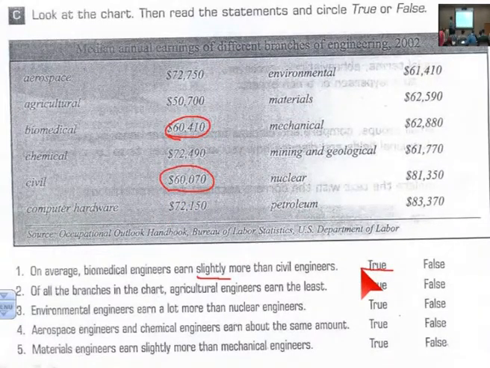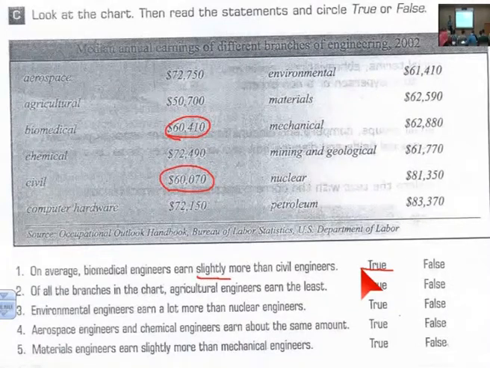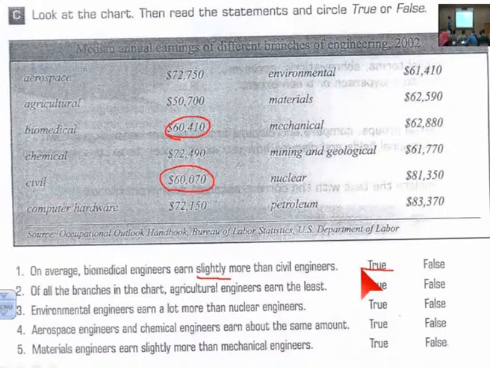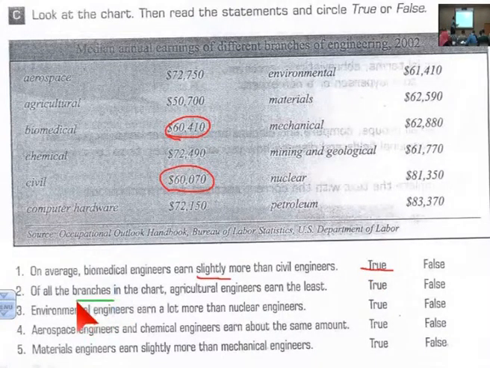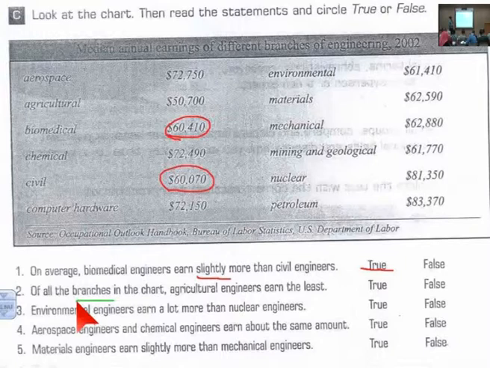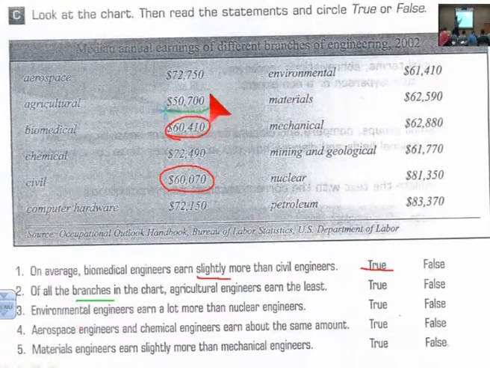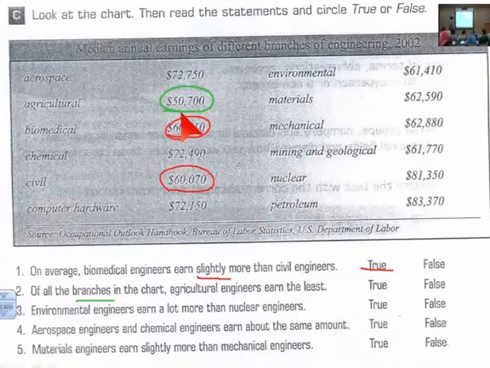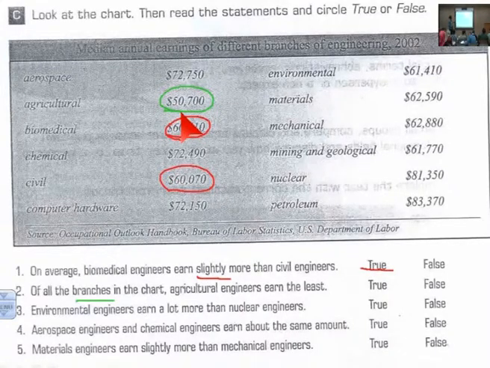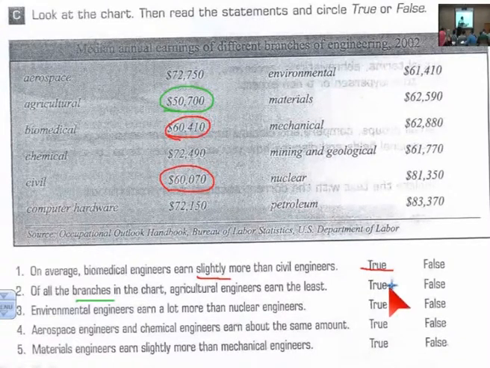Okay. Number 2. Who's going to read it? Please. May. All the chart branches. You must know the word branches. All the branches in the chart are, agricultural engineers earn the least. False. Let's see. خلينا نشوف هاي agricultural 50. في عندها 72, 50, 60, 72, 60. Then it's true. Okay. It's going to be true.